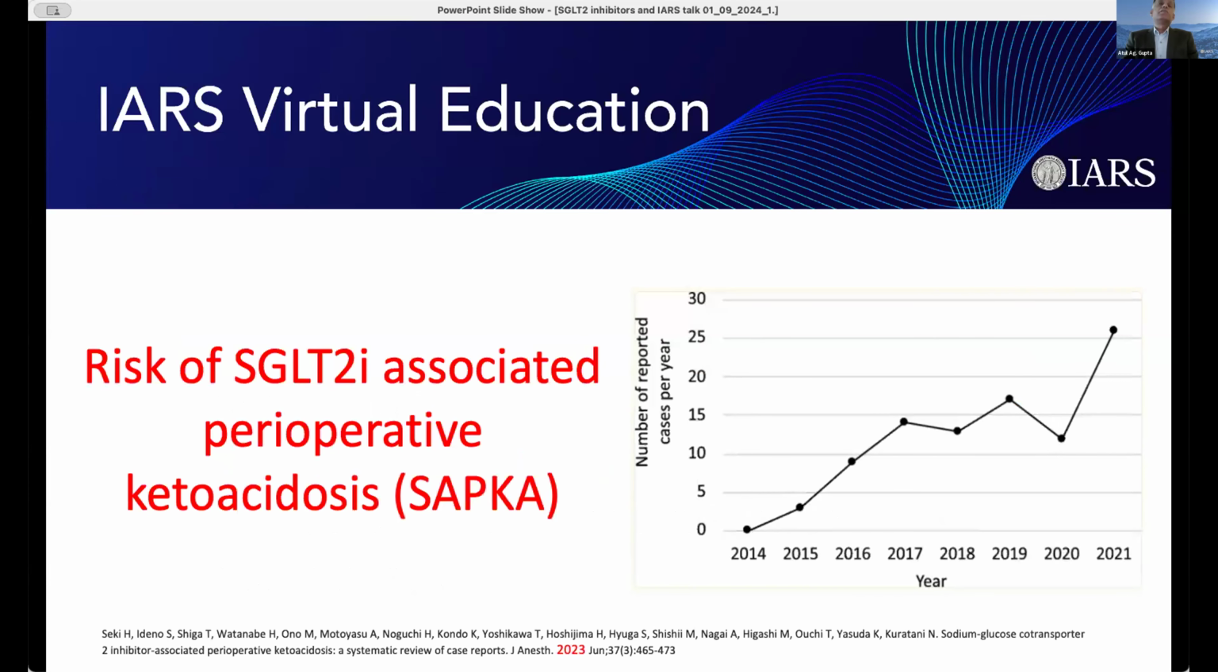It has to do with the risk of SGLT2 inhibitor-associated perioperative ketoacidosis, which goes by the acronym in the literature as SAPCA. On the right side is a slide from a study in which they looked at all the case reports of SAPCA from 2014 to 2021. And as you can see, the number of cases has been rising. Next slide, please.